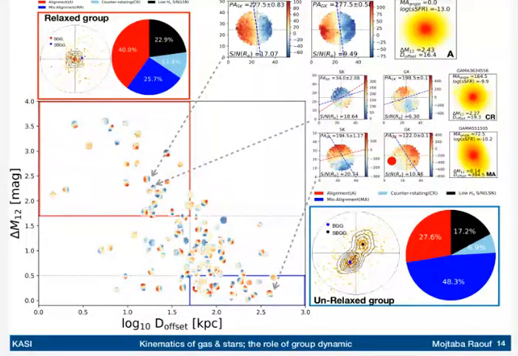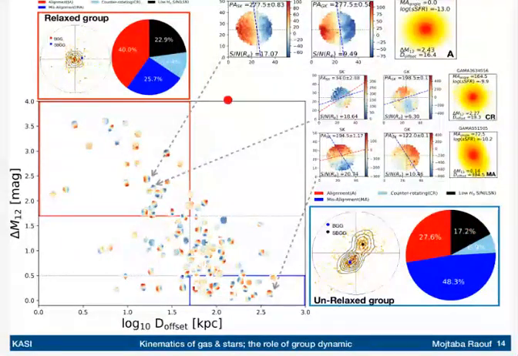You can see that the gas doesn't follow the stars, and there's a misalignment between the position angle, which I showed by the dashed line here, and also some of our galaxies consisting of the misalignment. This is just labeled as counter-rotating galaxies, which you can see here. We have some of our fractions.